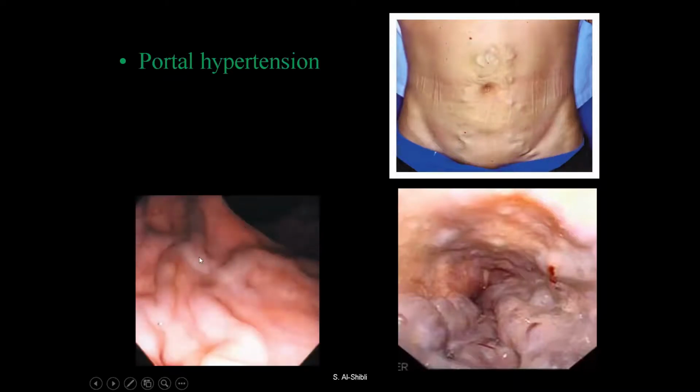The same goes for the rectum. At the lower part of the GIT, the rectum is engorged, congested. So any touch, especially to the esophagus, very minor trauma can lead to a disaster, and you can lose your patient because he or she might lose about 1.5 or 2 liters at once. Okay, so this is the portal hypertension, the sign of portal hypertension, mainly due to chronic liver disease.